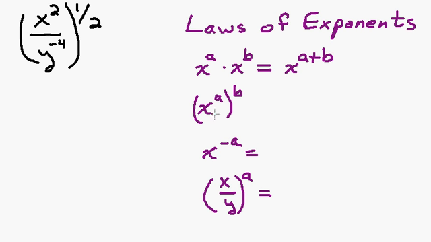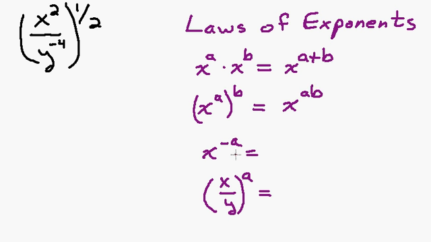Alright, next scenario, x to the a, to the b. So x is just some generic base here, and a and b are exponents, a power to a power. How do you simplify that? You multiply these powers. So it's x to the a times b.